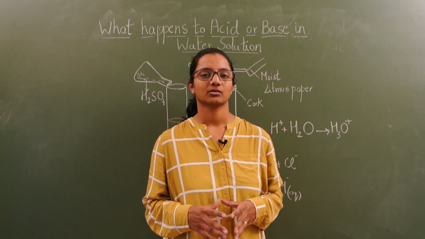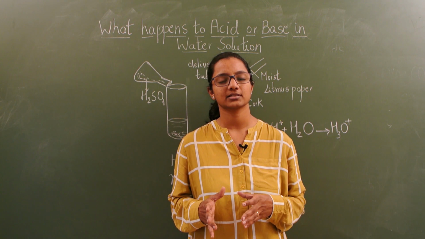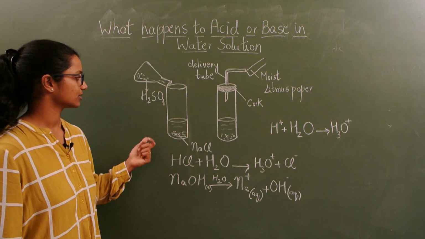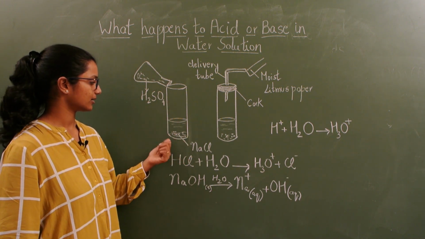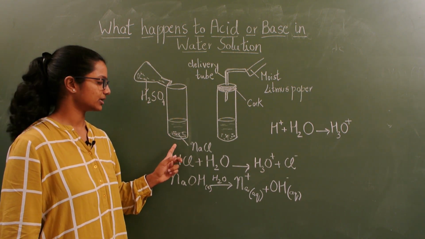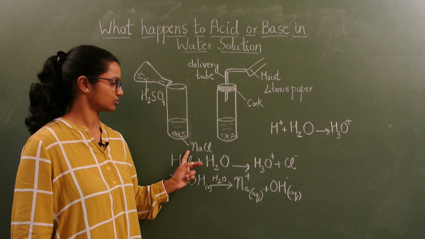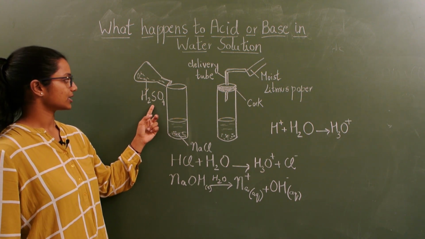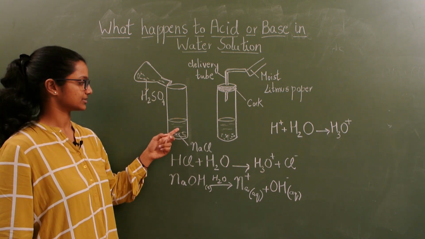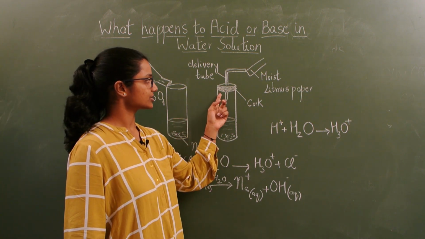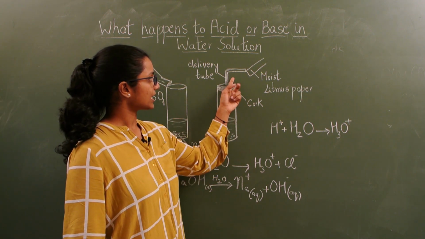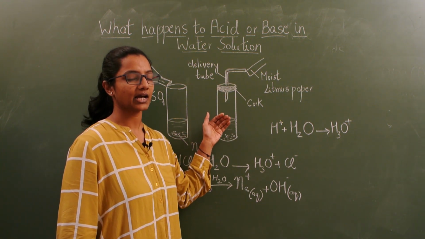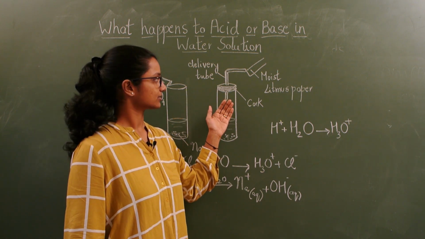Now let us understand what happens to acids and bases in water solution. Let us understand this with an experiment. Take a test tube and add around 1 gram of solid sodium chloride into it. To this test tube, you start adding concentrated sulfuric acid and close it with a cork. Attach a delivery tube. You will observe that a reaction takes place and it gives a gas.